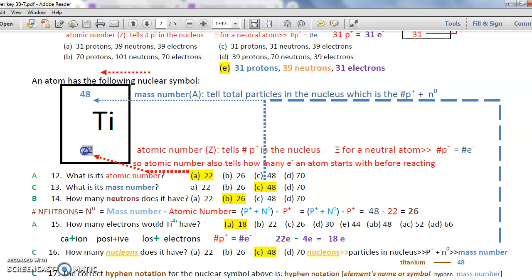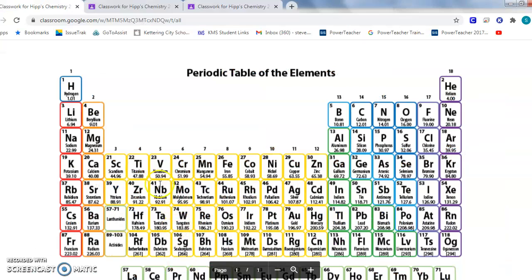So this 22 right here, we should also find on the periodic table of elements because all titanium should have a 22. And there it is, 22. All titanium atoms, by definition, have 22 protons in the nucleus.